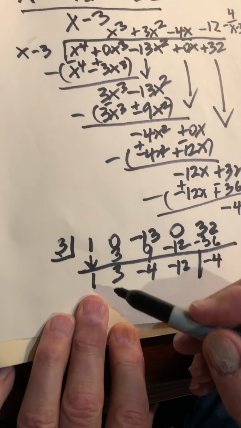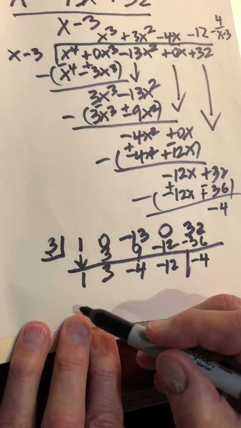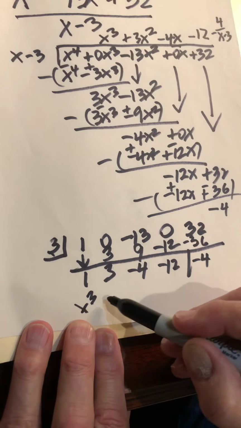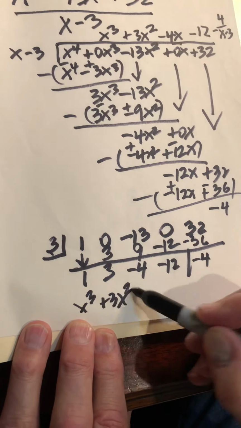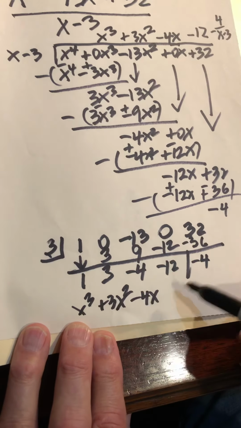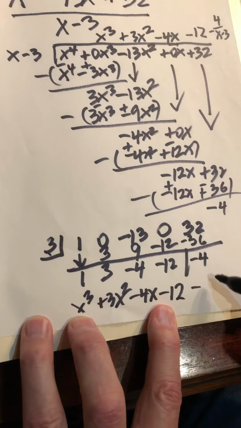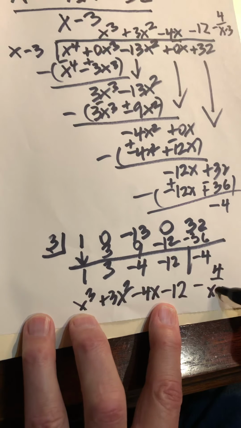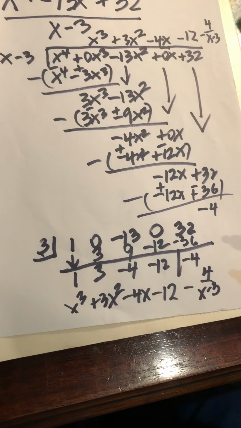This is 1 power less than the original dividend. X cubed plus 3x squared minus 4x minus 12 minus 4 over x minus 3. Same answer that we had before.